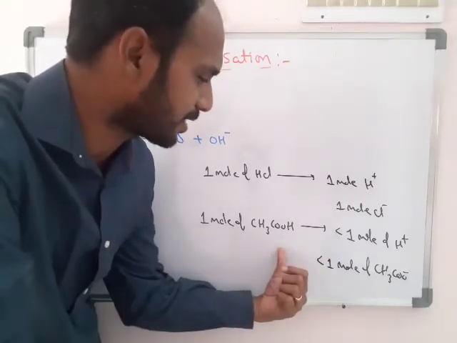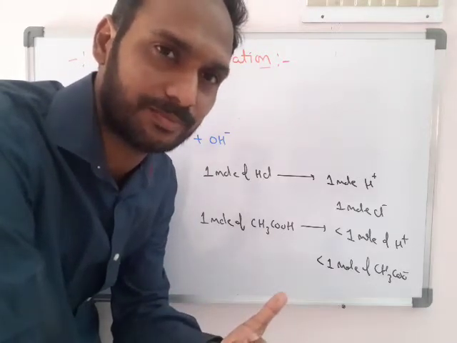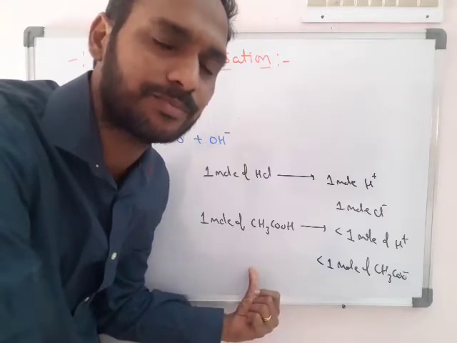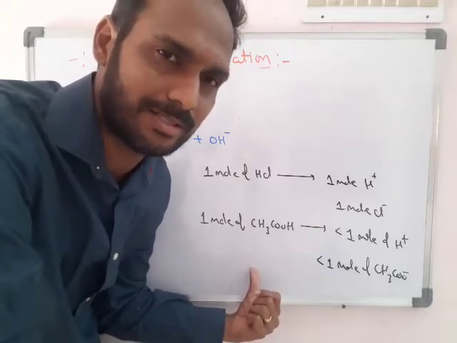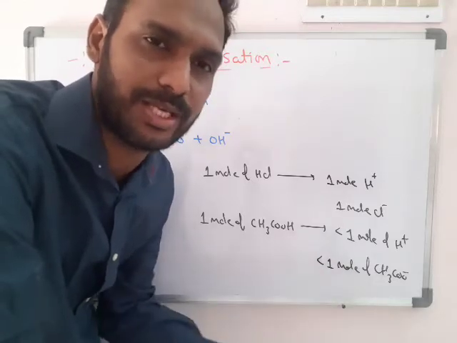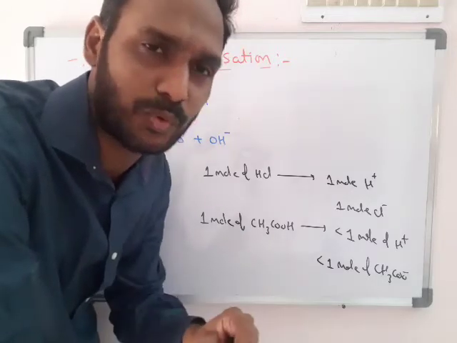Here 1 mole of acetic acid does not dissociate 100%. Means very less amount of compound dissociates in weak acids. Means the maximum compound is present as acetic acid only.